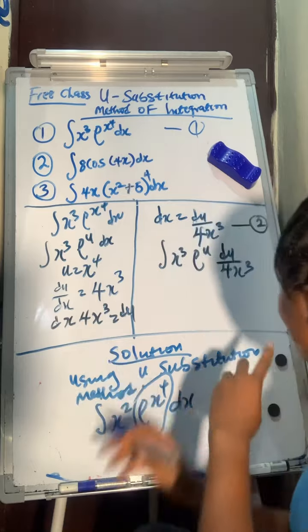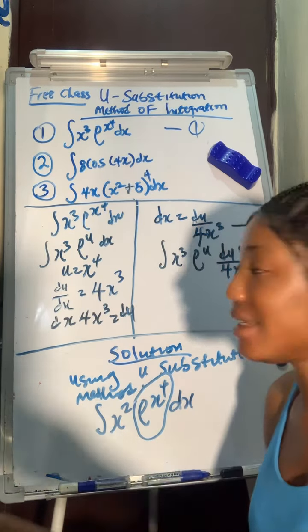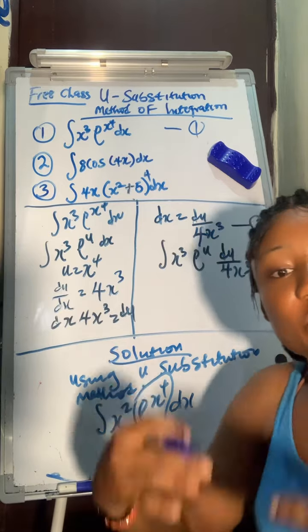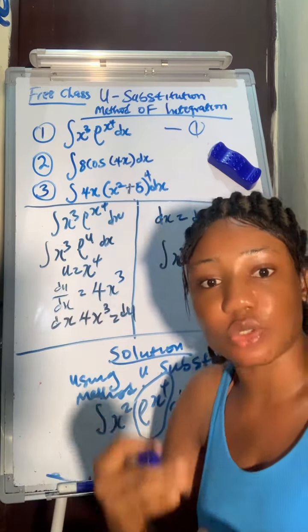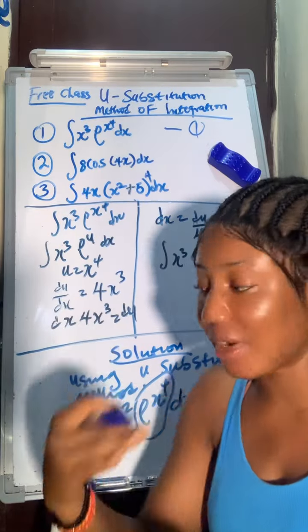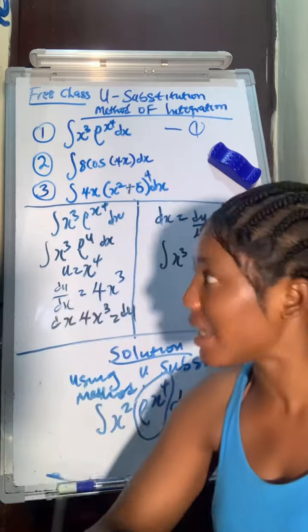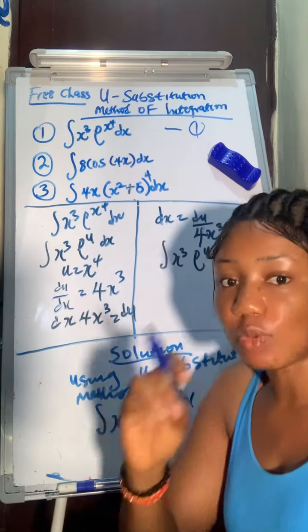Notice something is going on here. Notice that we can easily just cancel and make this linear. Why do we use U-substitution? It's to break functions down. U-substitutions are used to break functions down. And when we break functions down, we make it linear so that we can now apply linear integration. That's what I'm trying to tell you.